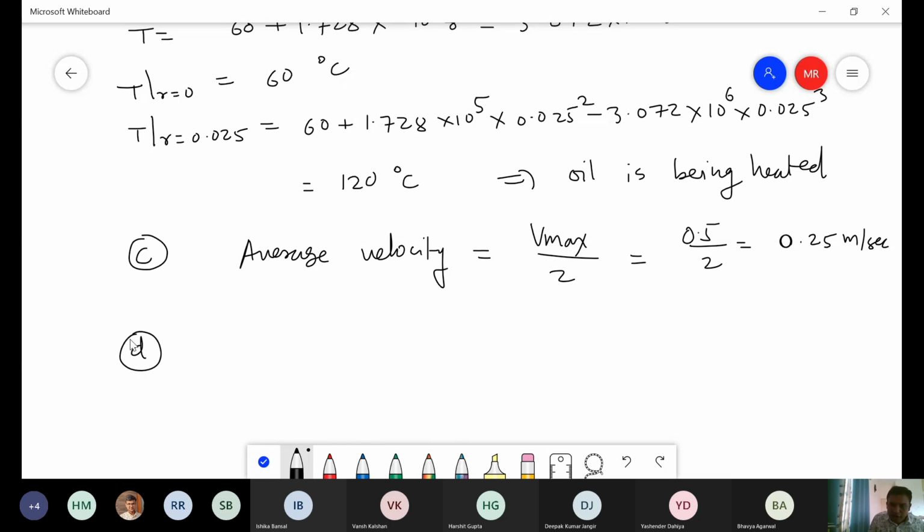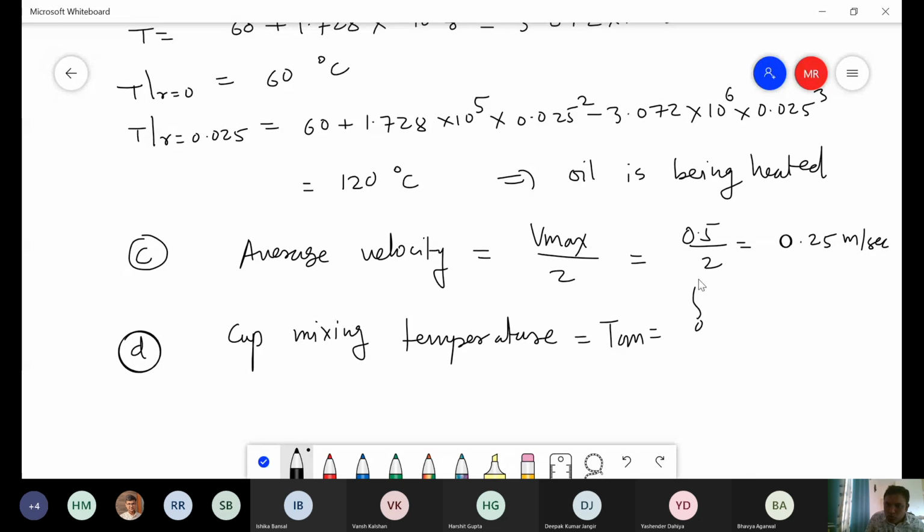Part D is we have to find out the cup mixing temperature. Now what is cup mixing temperature? Cup mixing temperature is nothing but the bulk temperature. Generally, how is bulk temperature calculated? It is averaged based on the energy. Okay. So the formula used for the cup mixing temperature is this. This formula we will be regularly using.